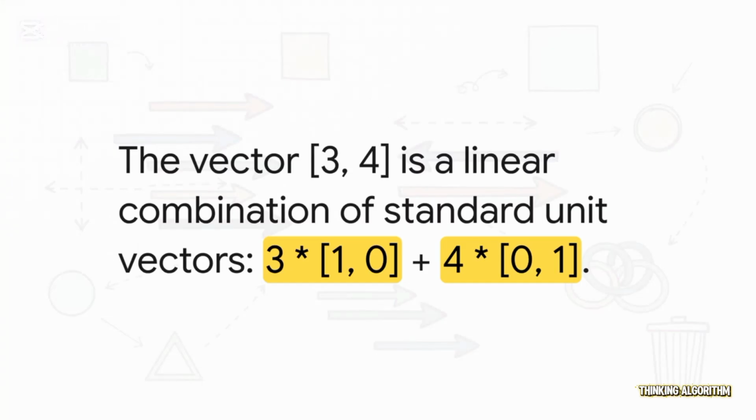This sounds way more abstract than it is. In fact, you do this all the time. Think about the vector 3, 4 on a simple graph. How do you get there? You just take 3 steps on the x-axis and 4 steps on the y-axis. That's a linear combination we use constantly without even thinking about it.